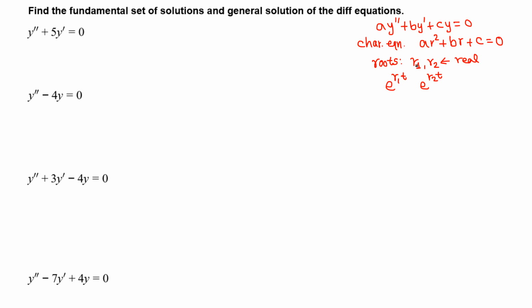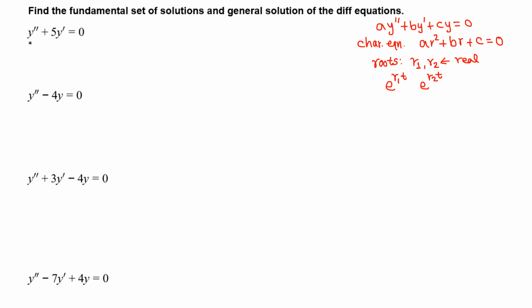And suppose we have two roots r1 and r2, real and distinct. They are separate and real roots, so obviously distinct. In that case, e raised to r1t is a solution and e raised to r2t is another solution. And they will be linearly independent. If we find the Wronskian of these two functions, that will always be non-zero. So they form a fundamental set of solutions, and the general solution will be C1 times the first solution plus C2 times the second solution.